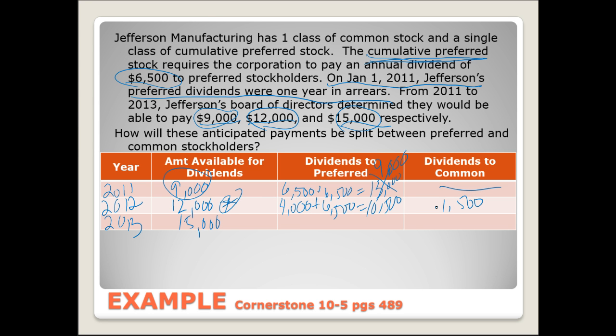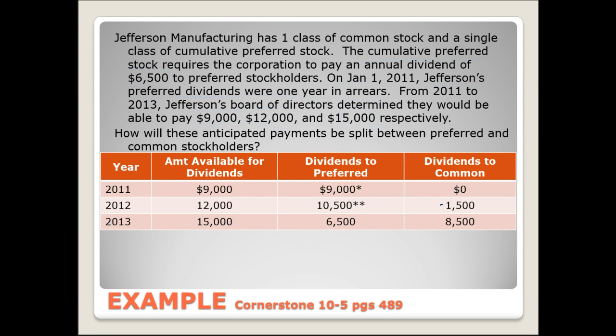Now let's look at 2013. Do they have anything in arrears as of 2013 for their preferred stockholders? No, they don't. They got current, right? They got all caught up in 2012, which means they just owe the $6,500 for their normal annual preferred dividend amount for 2013. How much is left over? Well, $15,000 minus $6,500 is a full $8,500 left over for those common shareholders. They'll finally get something. And that concludes our videos for Chapter 10.